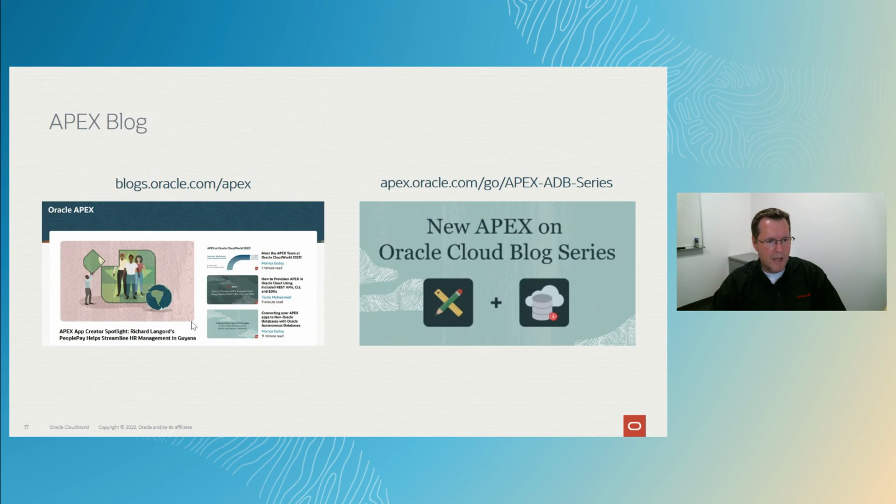Lastly, I want to mention some blogging that we in the PM team, the product management team, have been doing recently. We have a great blog all about Apex, available at blogs.oracle.com. And we recently inaugurated a whole blog series that drills into specifically Apex on Autonomous Database. And I put the link to that here on the right. So that's a great source for tips, tricks, general information all about Apex running on Autonomous.